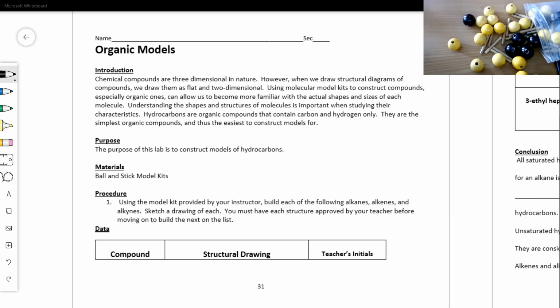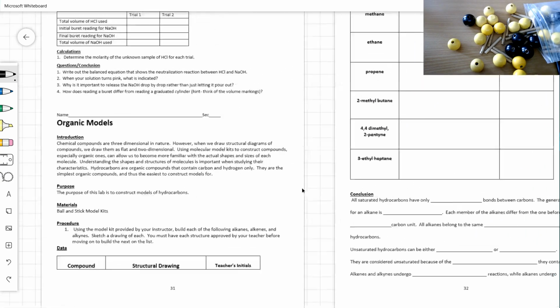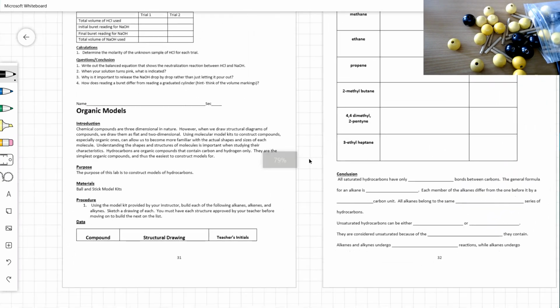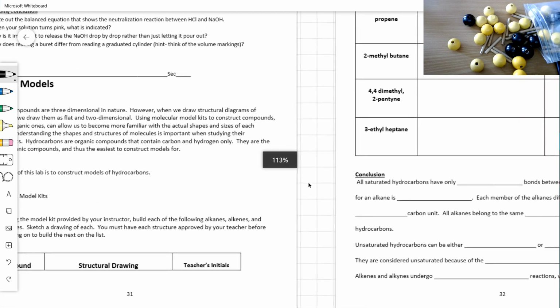There are sticks and springs and little black and yellow pieces, and what they represent are organic atoms. They're carbon and hydrogen. They're hydrocarbon atoms. The Organic Models Lab, which is what I'm doing here, is on pages 31 and 32. Now, again, it looks a little funny on here. I don't know why it's all wackadoodle here, but it's fine, right?